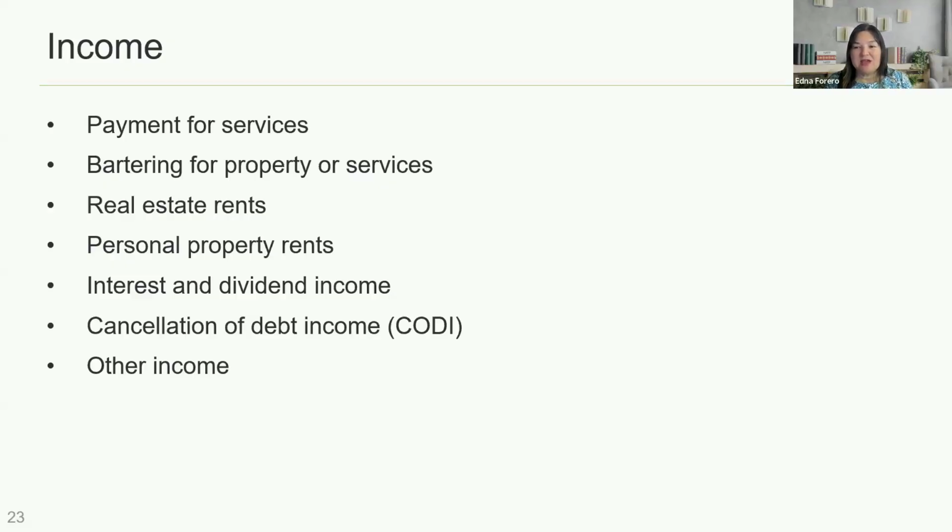But these are some of the items that we want to look for when we talk about income with our clients. Payment for services, perhaps they did some bartering for some property, maybe they baked you a great cake and you did their tax return for them. Maybe, not that that would be even, but we'll talk about bartering a little bit later on. You might have some real estate rents, personal property rents, you'll have interest and dividend income, and you may have some cancellation of debt income, and we're going to talk about that as well. But there also might be other sources of income. There is a great list for you in your book so that you can determine what income your client has received.